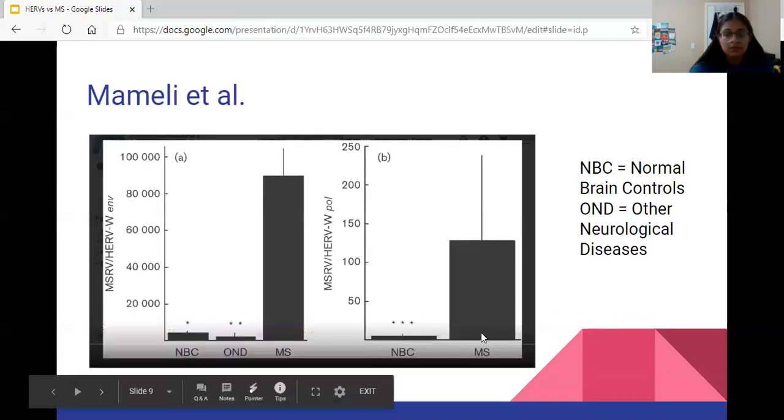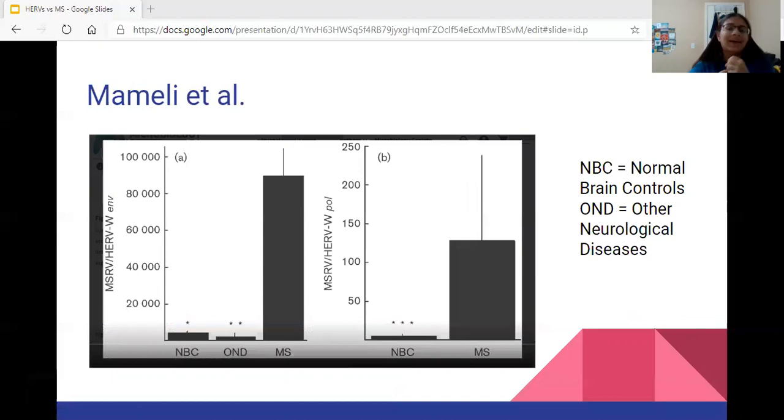So now we're going to move on to this study conducted by Mameli et al. I hope I'm not butchering this name. It's a similar study, but instead of the previous ones, this one focuses on ENV proteins in patients. In patients with MS, there was about 20 times the amount of ENV proteins compared to the contrasting groups.